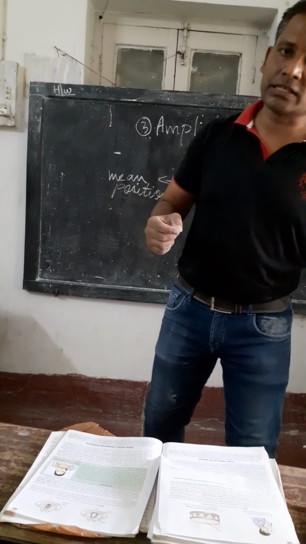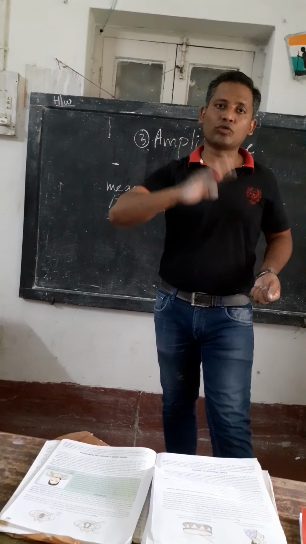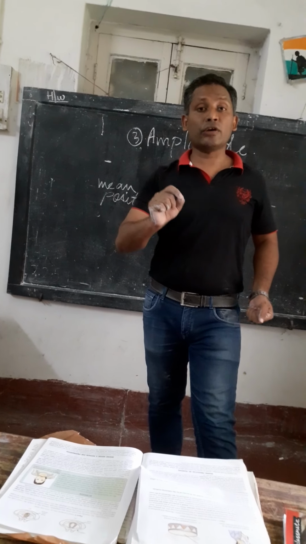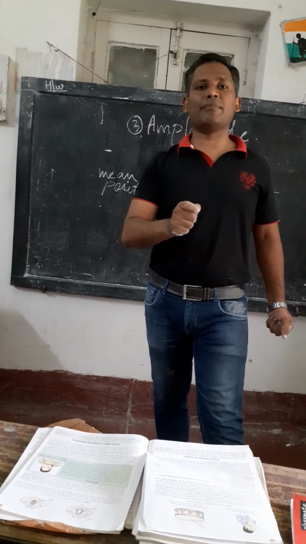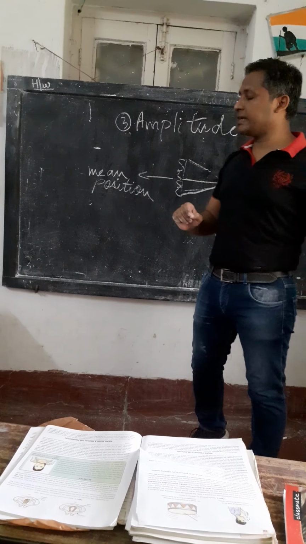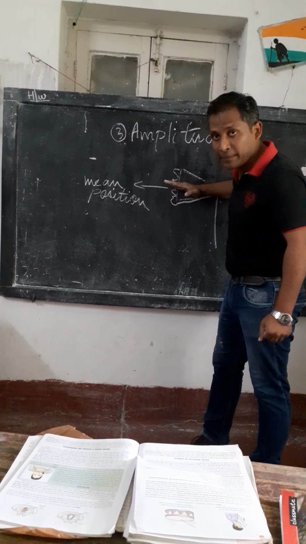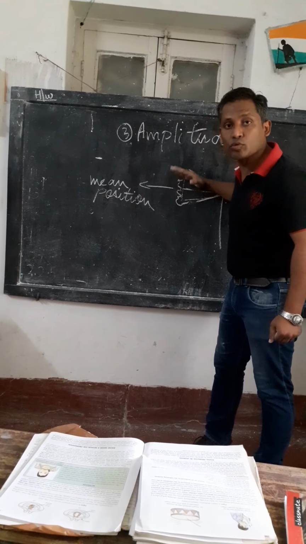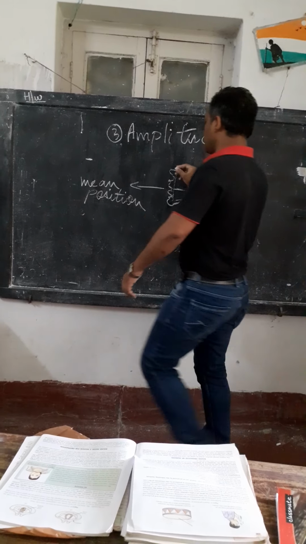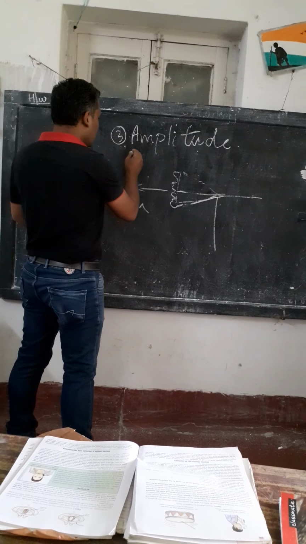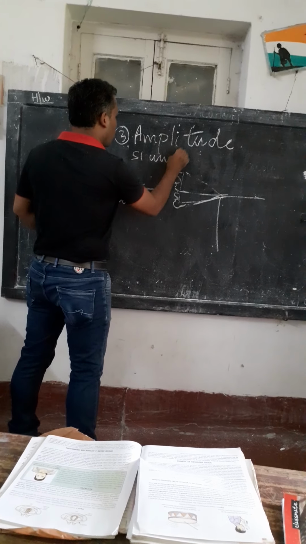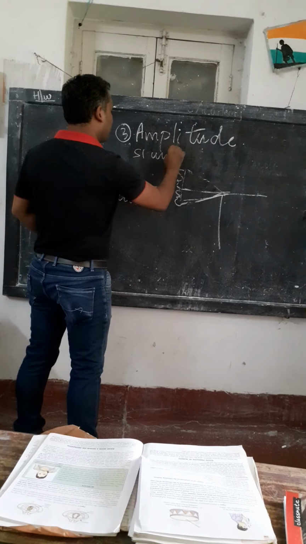So, we have studied three definitions. We studied vibration. It's the back and forth motion of a body is called vibration. Frequency, the number of vibrations made by the vibrating body in 1 second is called frequency. And what is amplitude? It is the maximum displacement of a vibrating body from the mean position. How much it moves up, how much it moves down. And remember, whenever you study a definition, the SI unit of amplitude is meter.